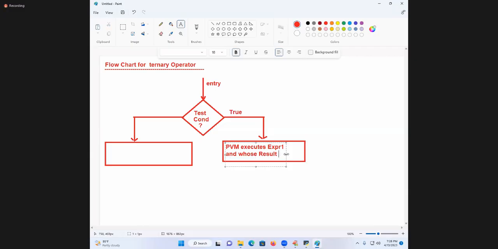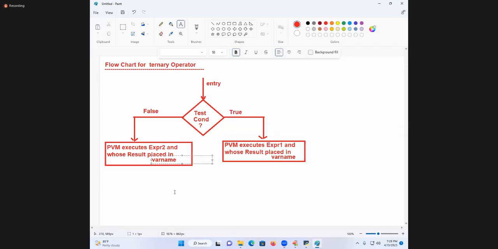One minute more, I'll adjust this. And whose result is placed in variable name. Write it here: placed in variable name. Okay, now here also, when it is what? False. When it is false, here I am writing, see that? Expression 2, and whose result is placed in where? Variable name. There also, variable name.